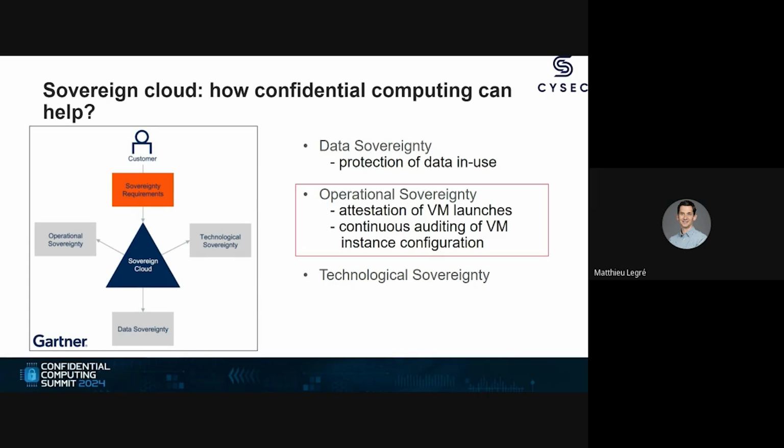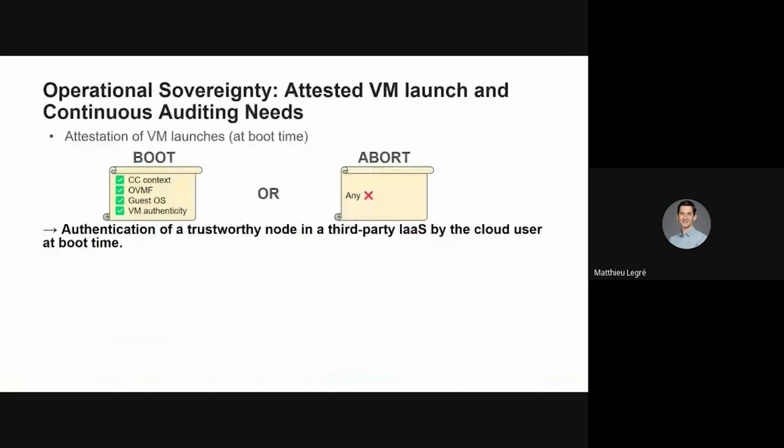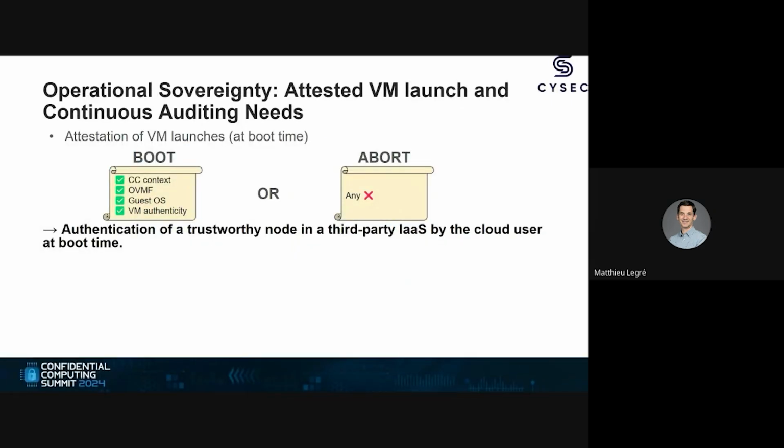And in the presentation, I focus mainly on the operational sovereignty aspects. So this is really where we bring more value, and this is where we exploit some of the research within FLUIDOS. Okay, so as I mentioned, there are 2 points we want to cover in terms of operational sovereignty. The first one is attestation of a VM launch.